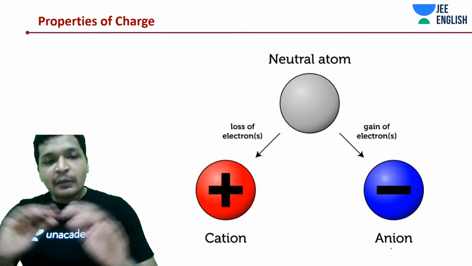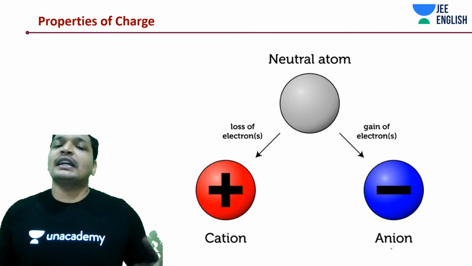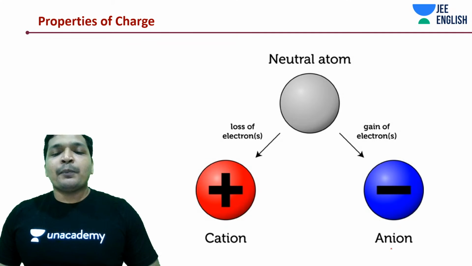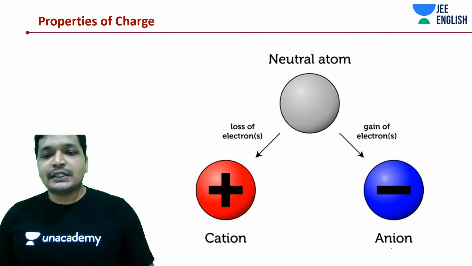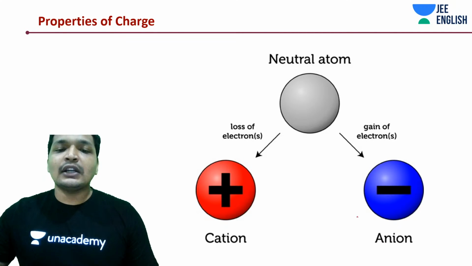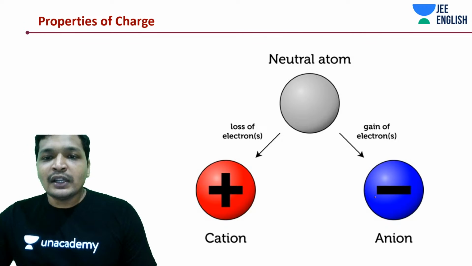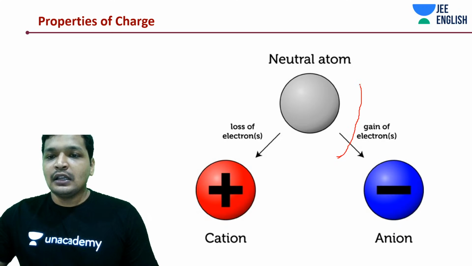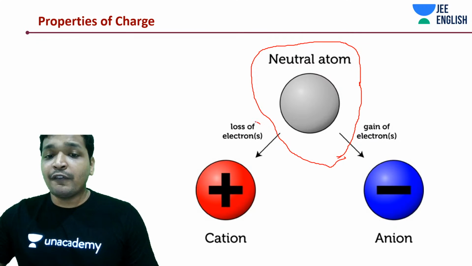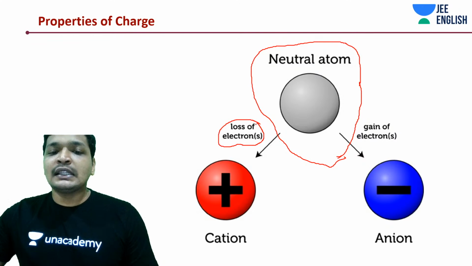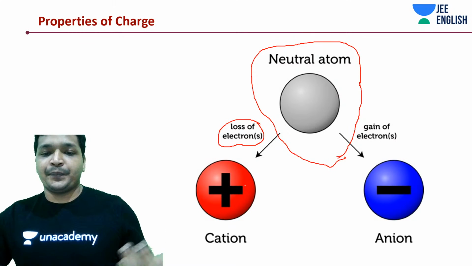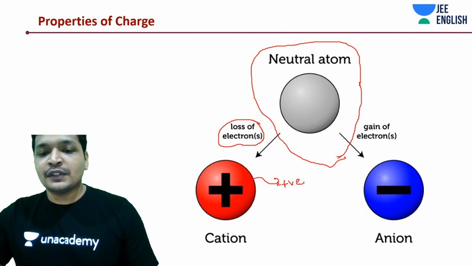generally we are not talking about protons. That's just a convention. Whenever we are talking about positively charged or negatively charged, it is basically indicating the loss or gain of electrons. So let's say we have a neutral atom like this, and let's say it loses an electron. If it loses electrons, the net charge of the system is positive. Okay, the net charge of the system is positive.